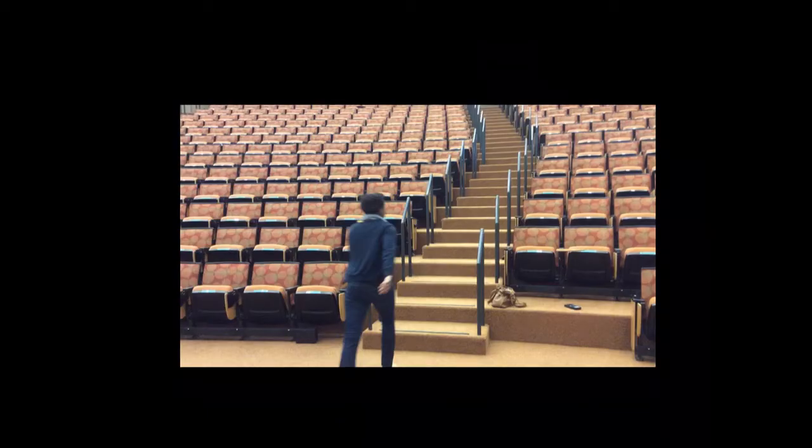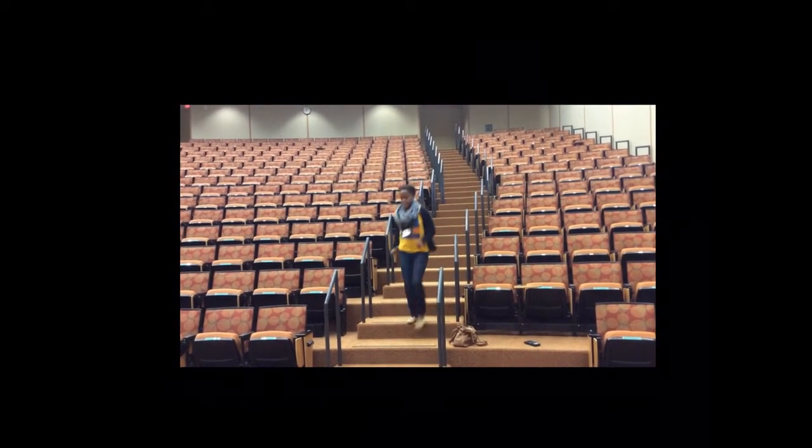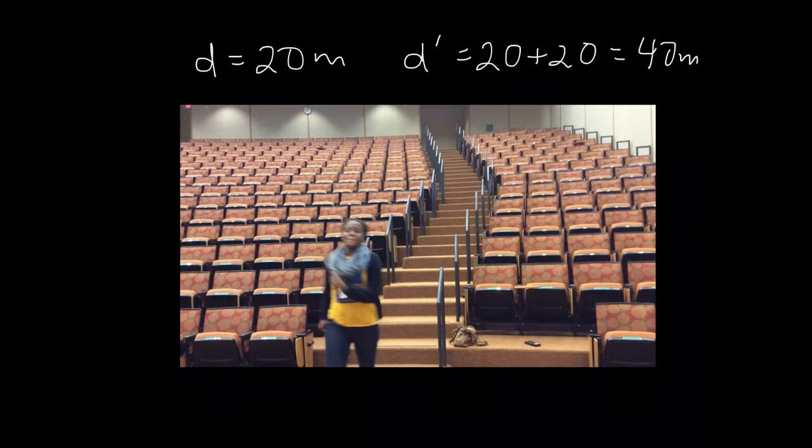In this next example, Andrea runs up the same flight of stairs. When she gets to the top, she continues to run down to the bottom of the stairs. If the distance for one flight of stairs was approximately 20 meters one way, that means for both ways down, it would actually be 20 plus 20 meters, which is 40 meters.